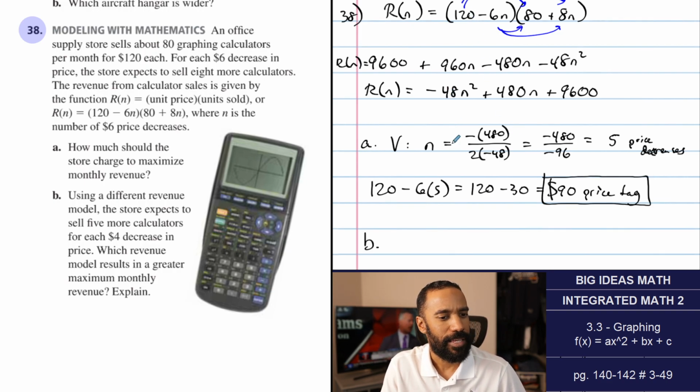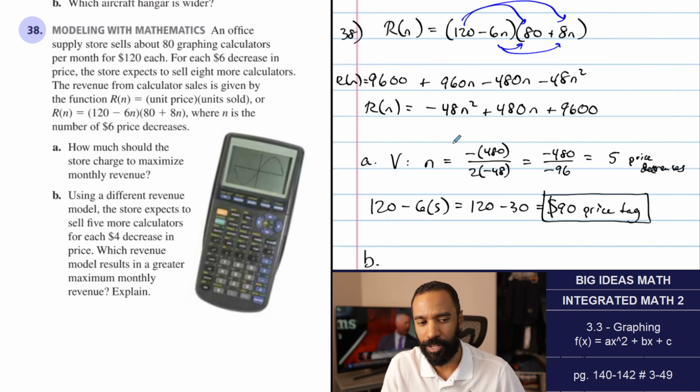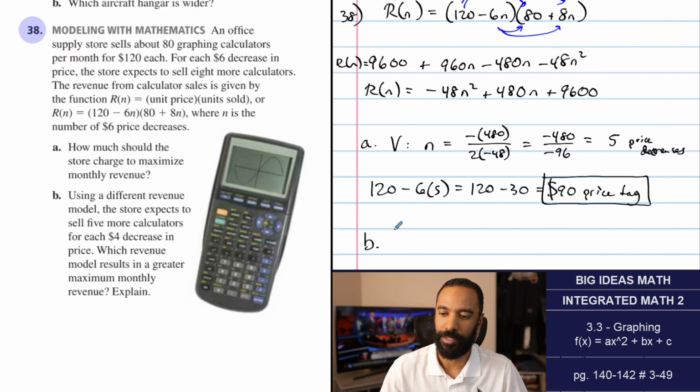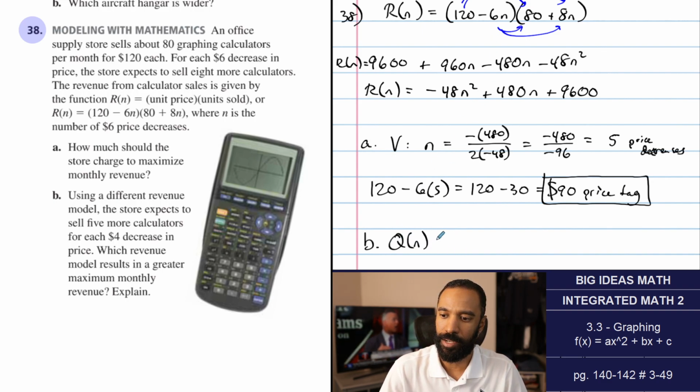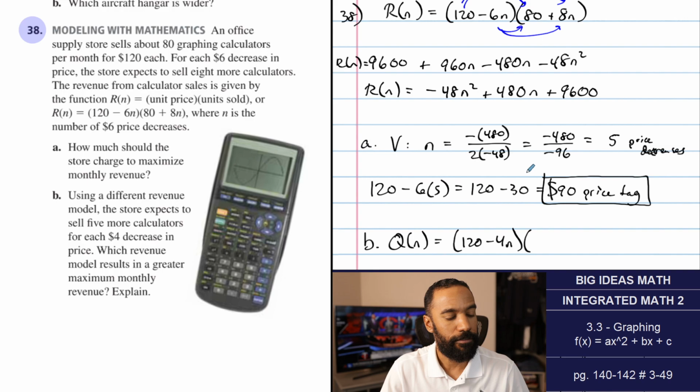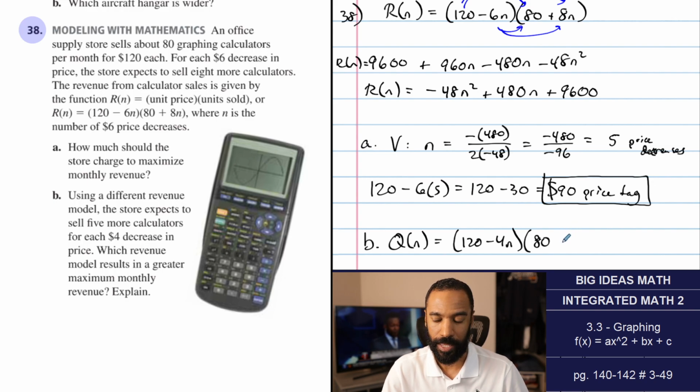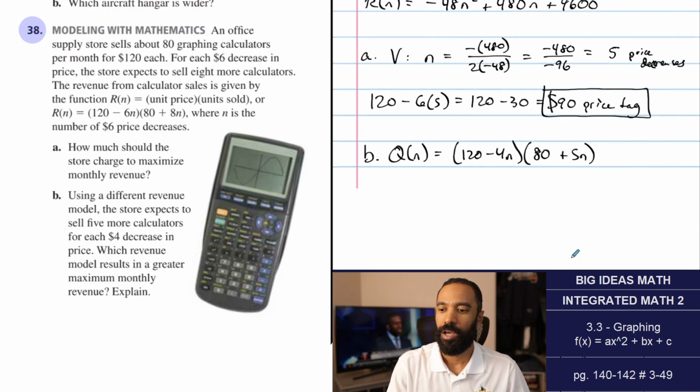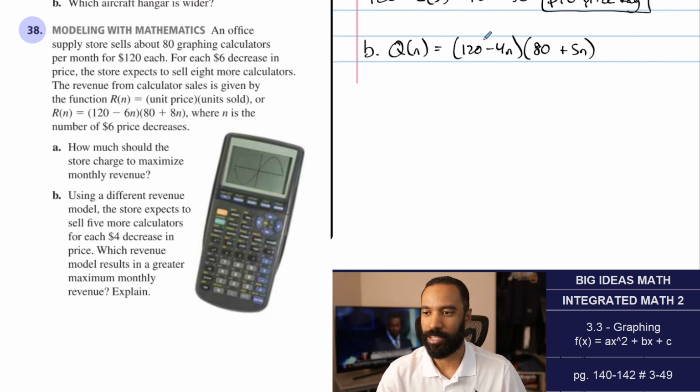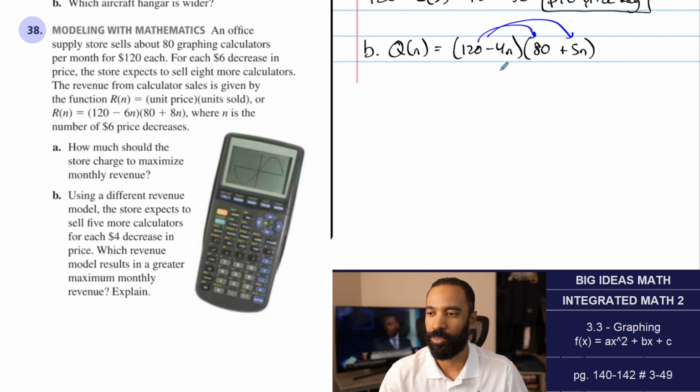So the last time they said using a different model, the store expects to sell 5 more calculators for each $4 decrease. So instead of 120 minus 6n, it'll be 120 minus 4n. Let's name this a different thing, by the way. Different model. Let's call it Q of n. Q of n is 120 minus 4n times, they expect to sell 5 more calculators instead of 8. So 80 as a baseline, plus 5n. Okay, so let's do some of the vertex stuff here, but first we have to FOIL this out.